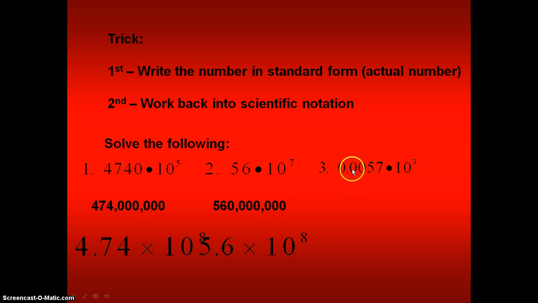All right, so for number 3, you have the decimal point right here. Okay, let's put this into standard form. We're going to be moving it 3 places to the right. So I'm going to have 5.7. Okay, now this is in standard form. This is my actual number here.